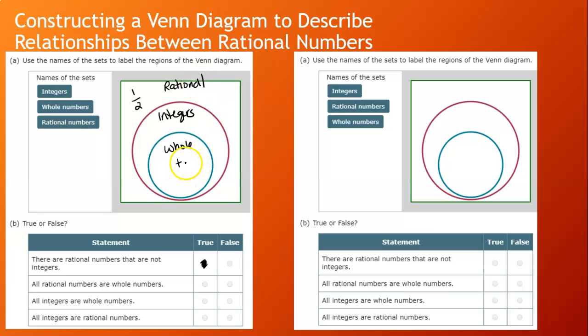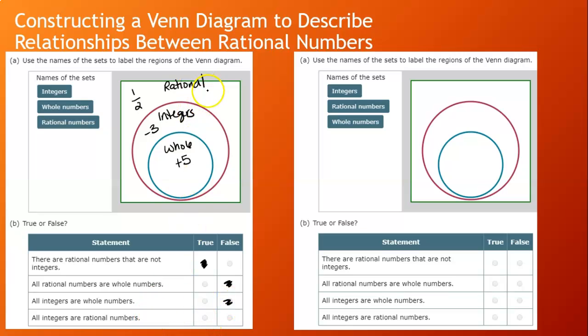All rational numbers are whole numbers. No, that's not true. 1/2 is not a whole number. The only thing that's a whole number would be something like +5. So all rational numbers are not whole numbers. All integers are whole numbers. No, -3 is not a whole number, so we would say that's false.